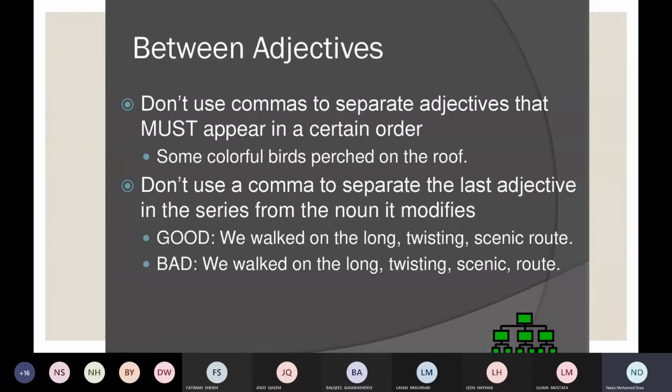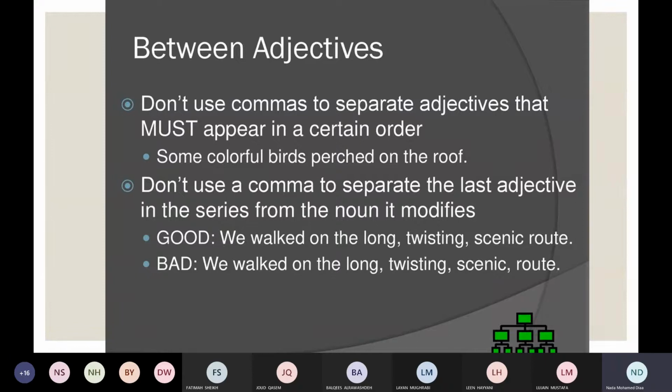Also, in a series, when I come to the last adjective, I do not separate it. So: we walked on the long, twisting, scenic route directly. I do not say "scenic, route." No, this is wrong. I do not put a comma after the last adjective, only between the first two adjectives. And when I have two adjectives that cannot be separated, I do not add a comma.